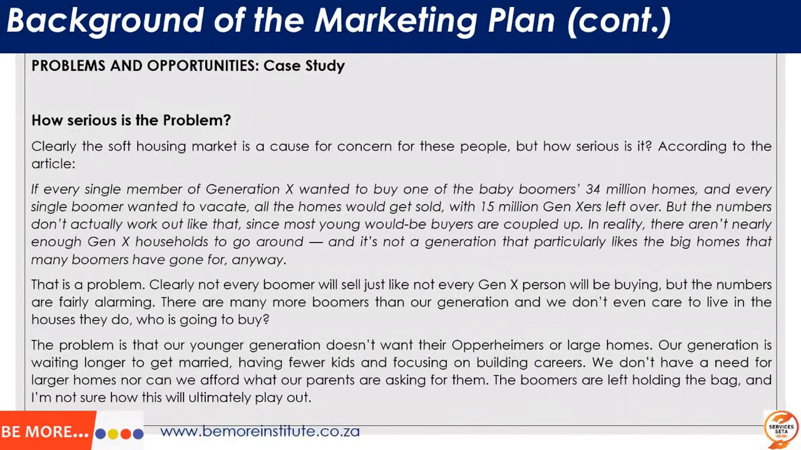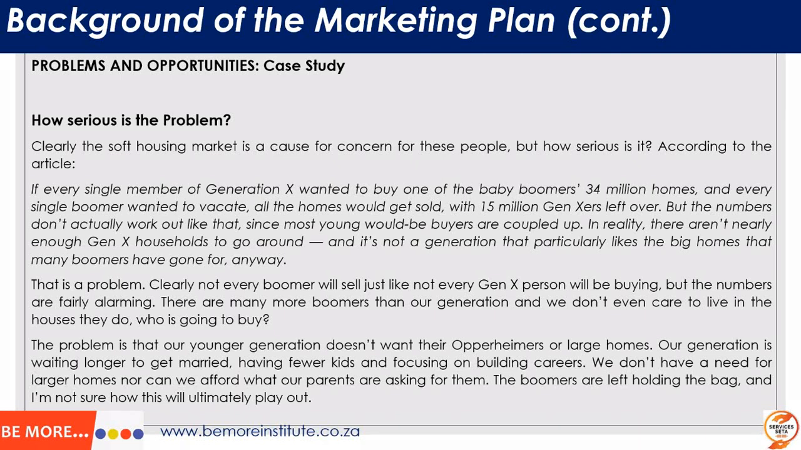So how serious is the problem? Clearly, the soft housing market is a cause for concern for these people, but how serious is it? According to the article, every single member of Generation X wanted to buy one of the baby boomers' 34 million homes, and every single boomer wanted to vacate. All the homes would get sold, with 15 million Generation X's left over.